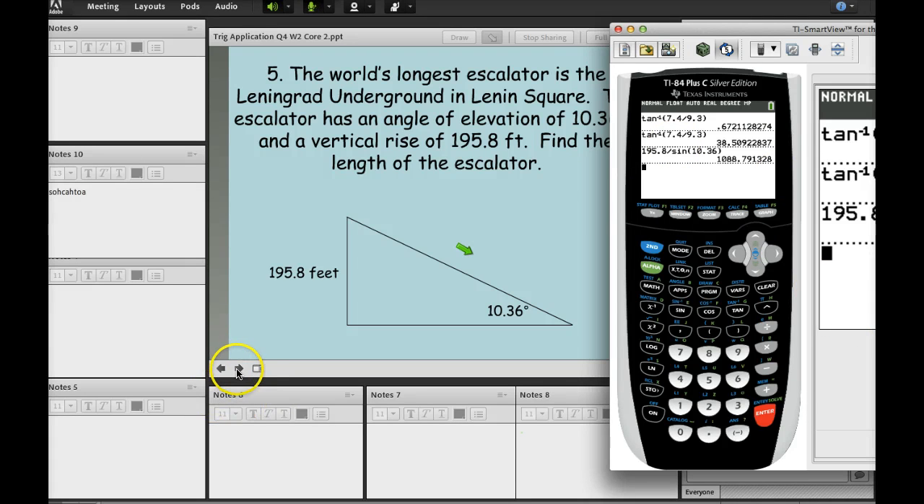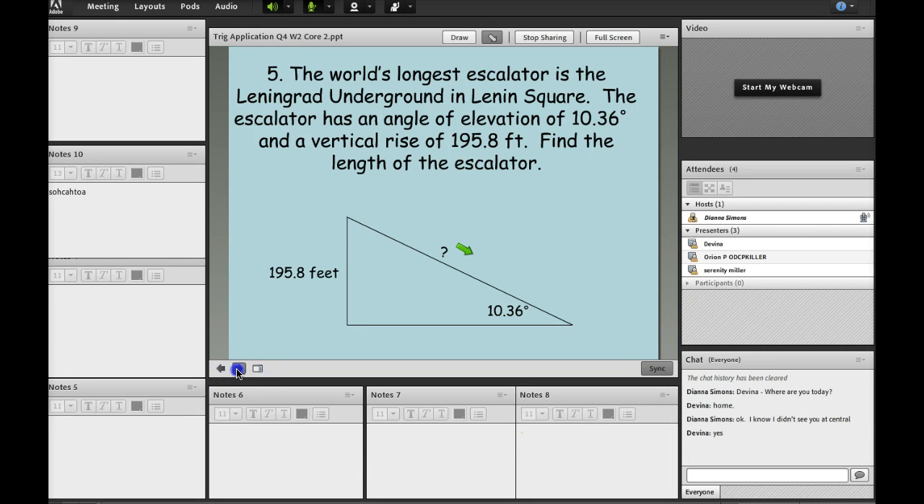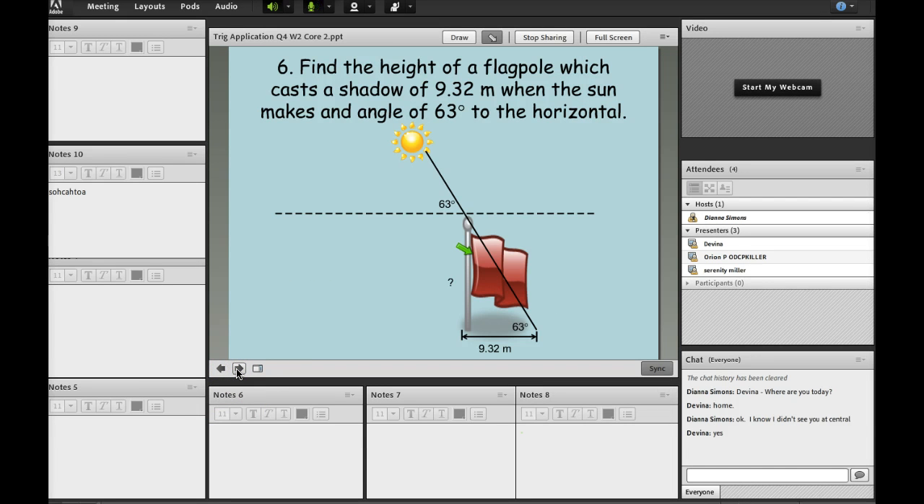All right, let's go to the next one. Basically, what I'm trying for you guys to think about is making sure that you know which you are going to use, sine, cosine, or tangent, and then when you look at your problem, are you going to use just the regular sine, or are you going to use that inverse? Okay? All right, so we have the height of a flagpole. We want to find how tall a flagpole is. If it casts a shadow, so here's our shadow, of 9.32, when the sun makes an angle of 63 degrees to the horizontal. So this is 63 degrees.